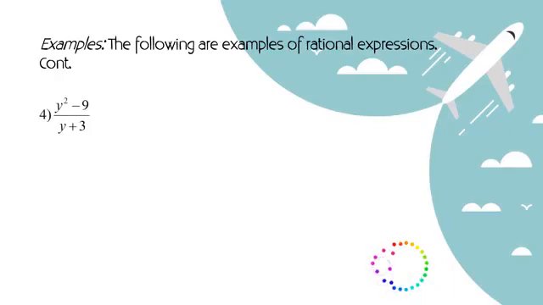Example number 4, we have y squared minus 9 all over y plus 3. Okay, so observe that our numerator is y squared minus 9 and y squared minus 9 is a polynomial. Now take note that we say that a given expression is a polynomial if the variable has no negative exponent. Now the variable here has a positive exponent, that is 2. So therefore, it does not violate the definition of polynomial. So this is a polynomial. Now at the same time, our denominator is also an example of a polynomial because the exponent of y is positive. Okay, so y plus 3 is a polynomial. So this whole expression is a rational expression.